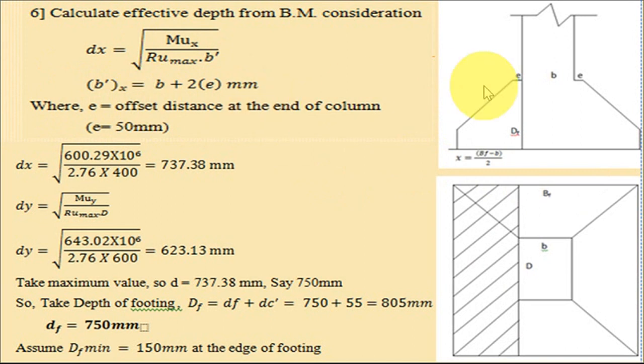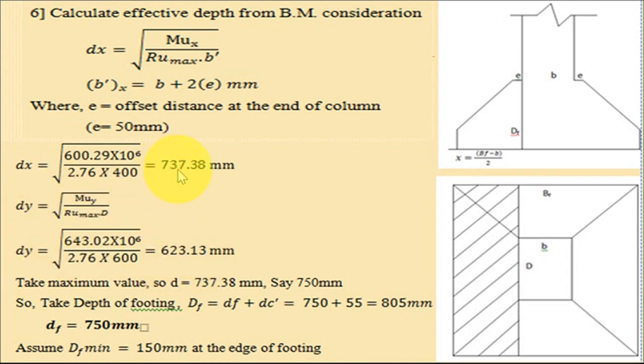So here we have considered B dash, that means the offset. Here we have considered a certain offset to provide the centering for the extension of the column. So B dash is equal to B plus 2 times the offset, and this offset is generally taken as 50 mm. So dx is equal to square root of MUX divided by Ru max multiplied by B dash. Ru max is equal to 2.76, B dash is equal to 400 because 300 plus 50 plus 50, and MUX is 600.29 times 10 to the power 6 Newton mm.